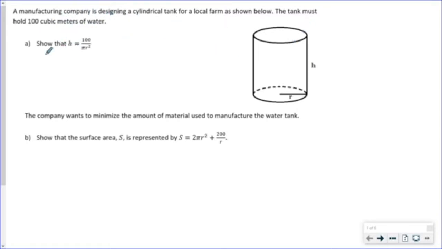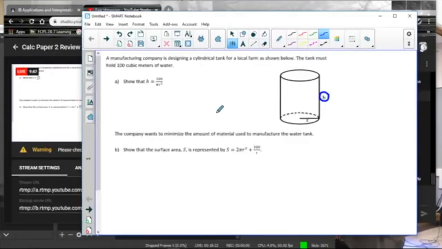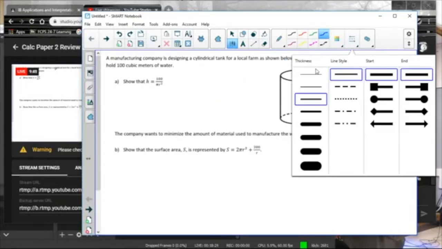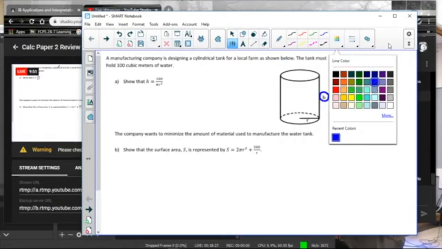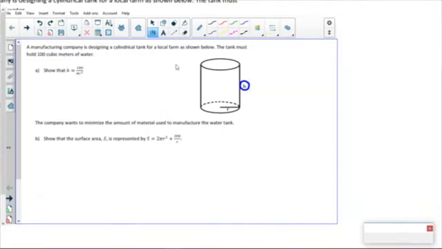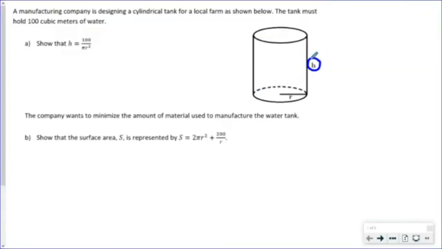First, let's start here. It's asking me, h equals 100 over pi r squared. You're probably like, oh my gosh, what is this? What's going on? Well, h here is our height. That's why it starts with h. h is right here. That's our height. They want us to show that the height equals this.